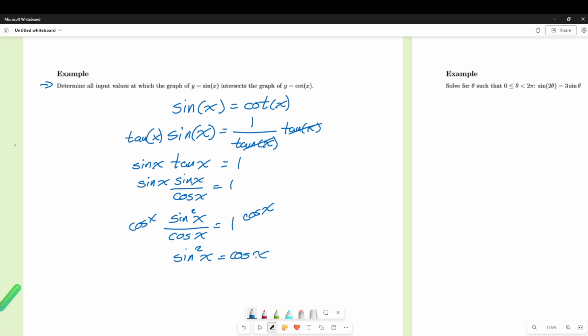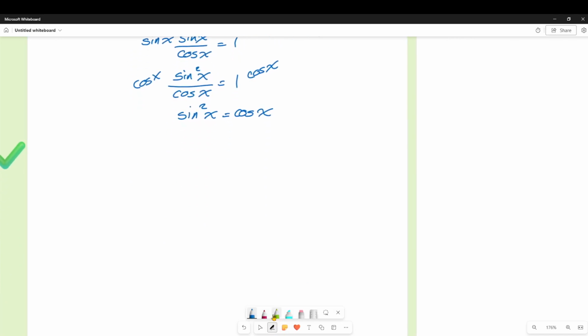equals cosine x. Well, I've got a squared function and a non-squared function with the same argument, so that's not bad, but it would be nice if they were both cosine. So how about a little Pythagorean identity in there, that sine squared is 1 minus cosine squared x equals cosine x. Well, now I've got what kind of looks like it could be a quadratic. I got a squared and a not squared.